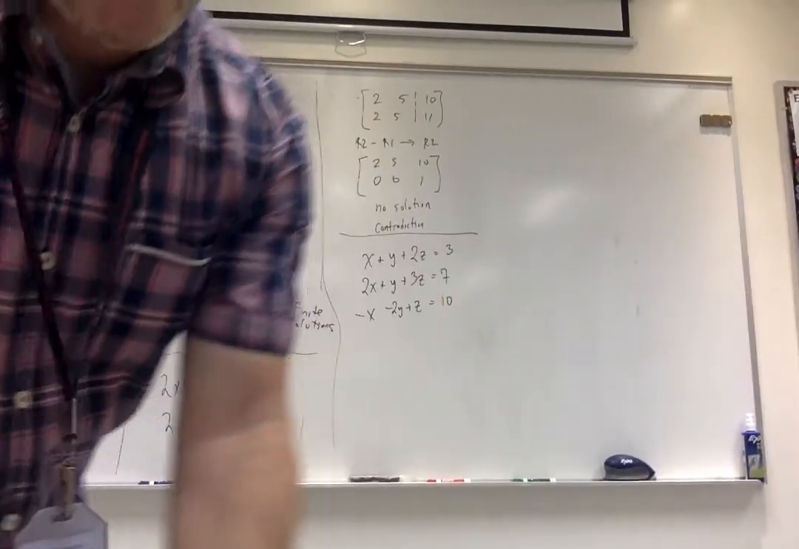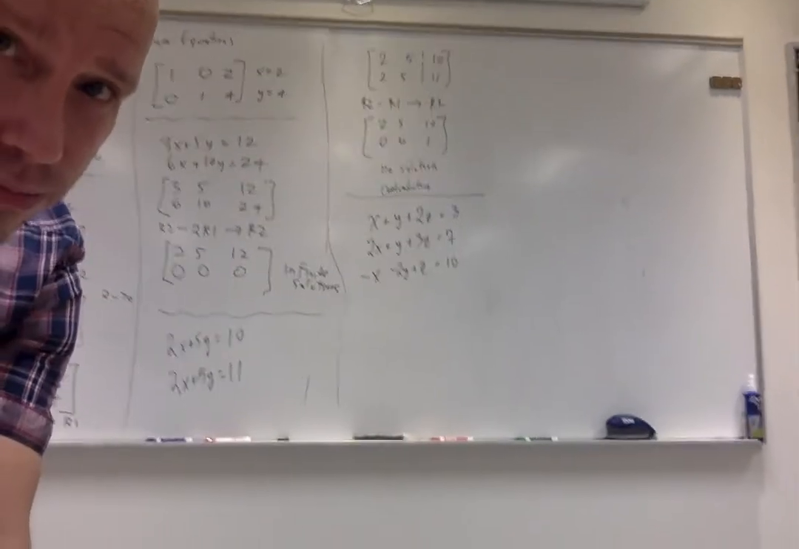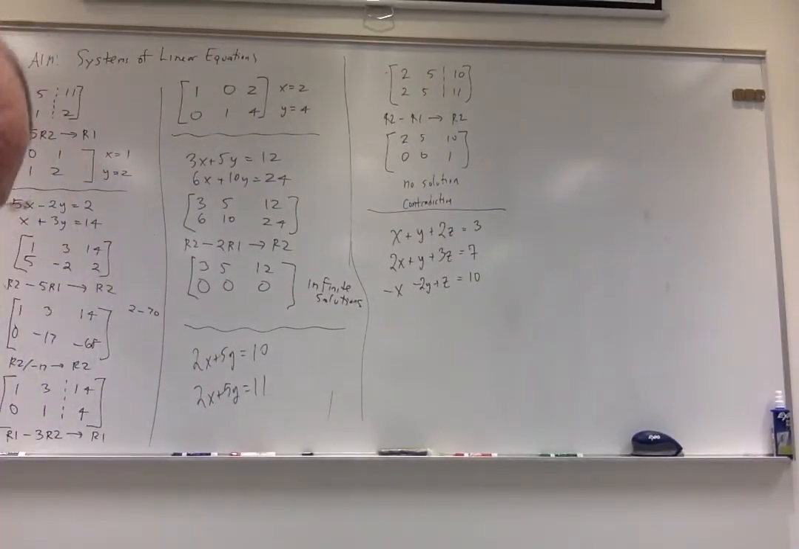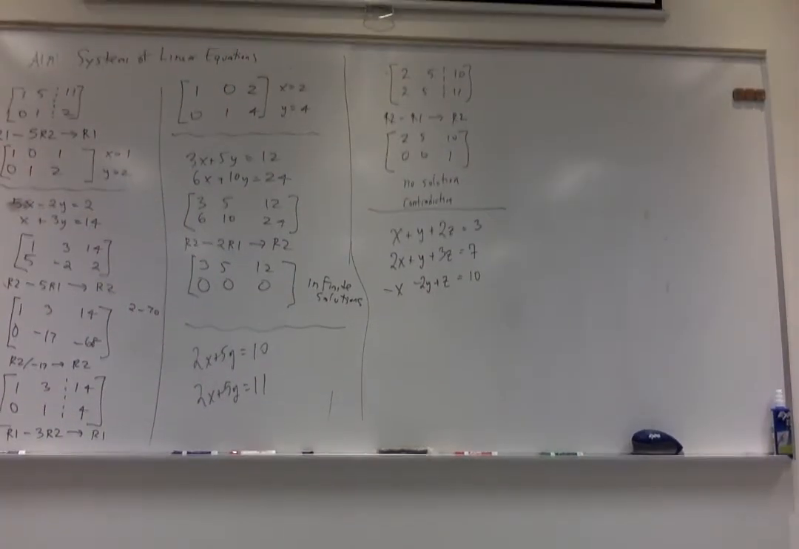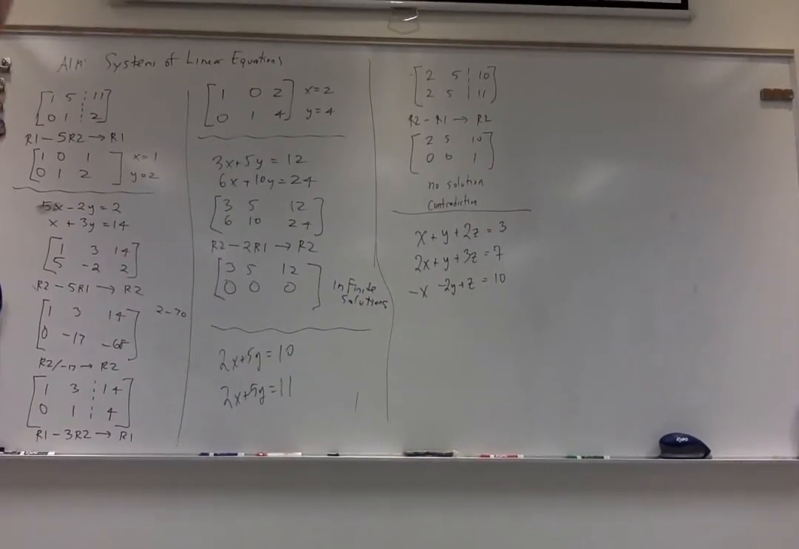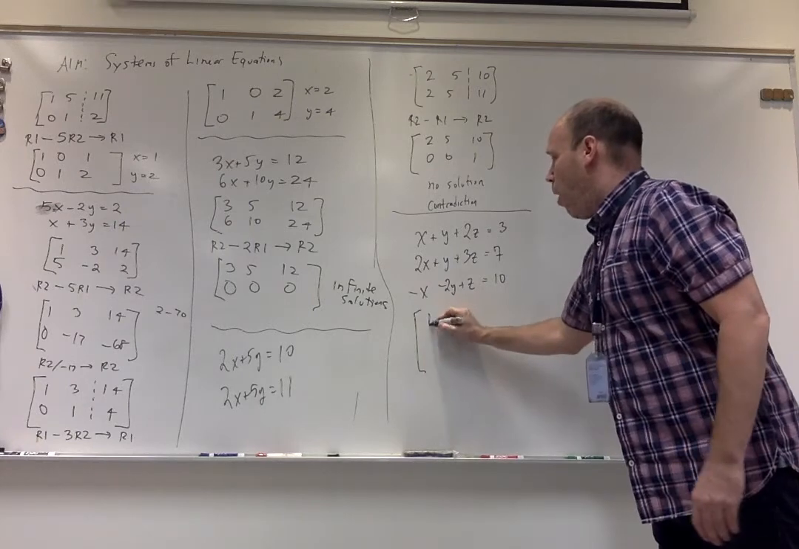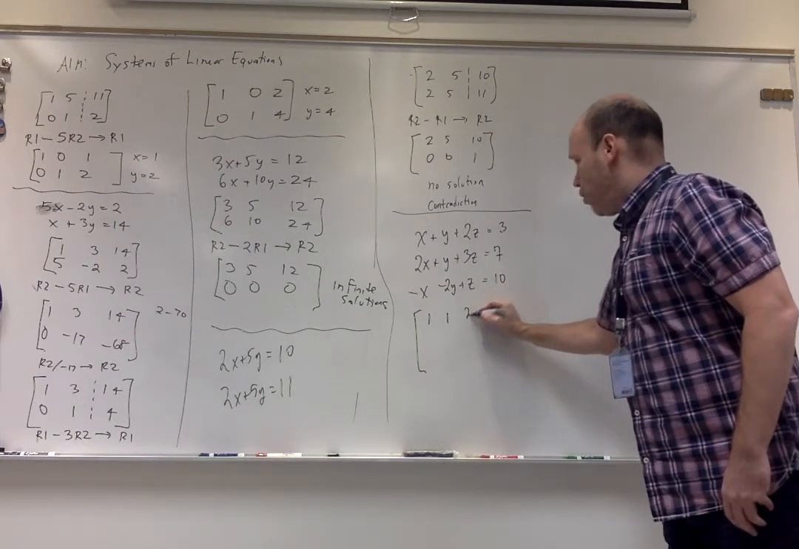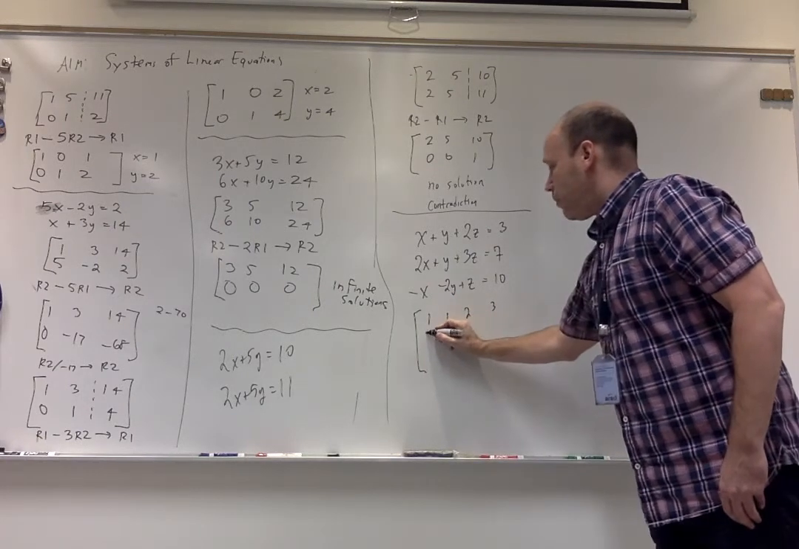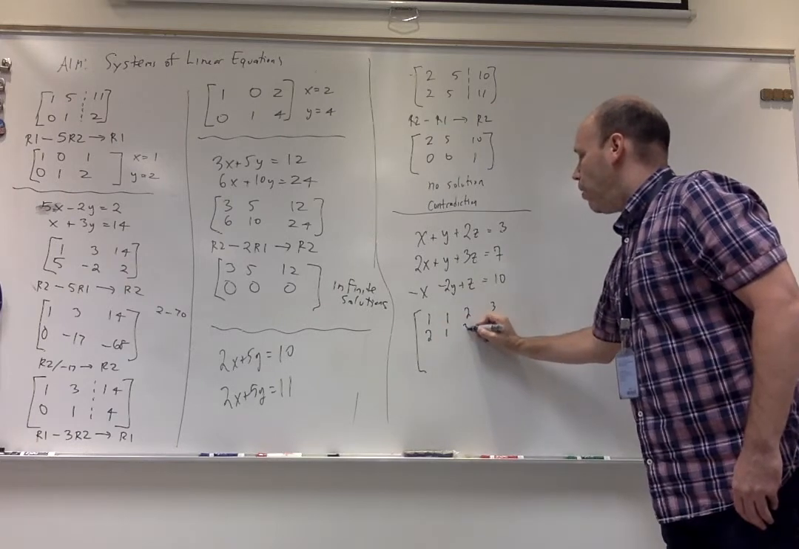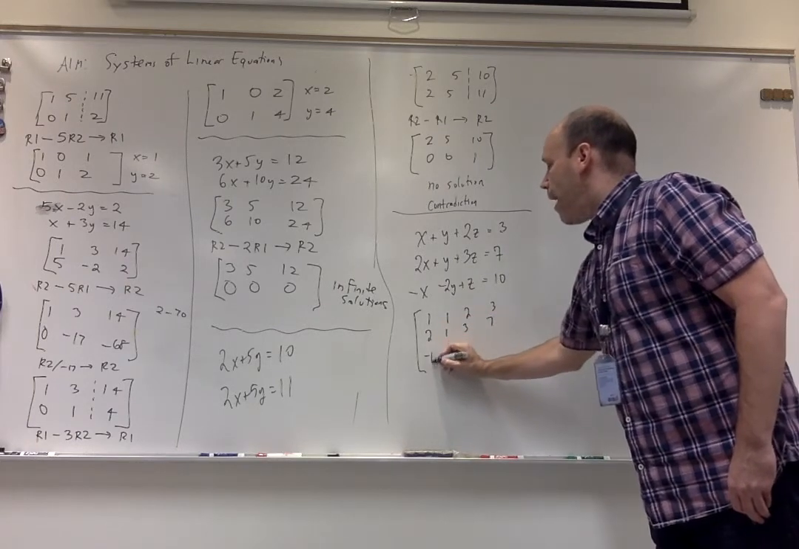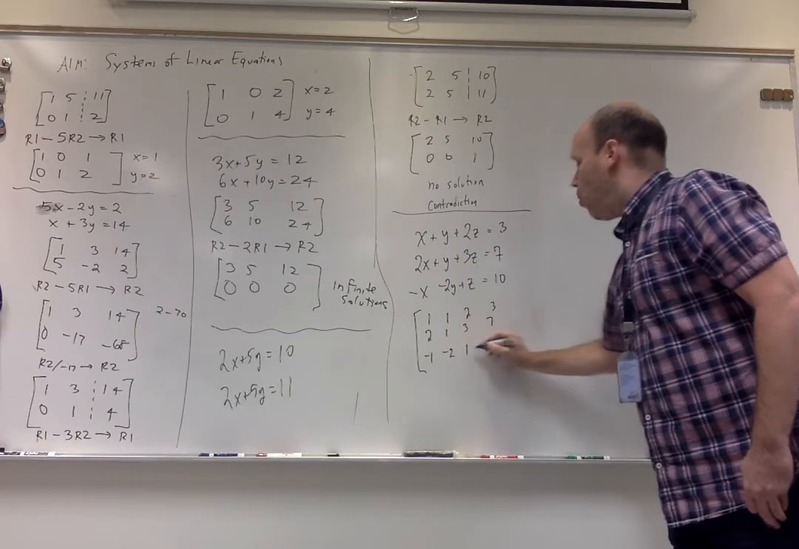So, but we need to do the algebra of it. Are we in there? Can you see everything? Okay. Ready? The matrix rows are 1, 1, 2, 3; 2, 1, 3, 7; negative 1, negative 2, 1, 10.